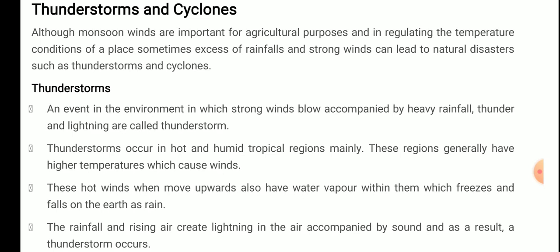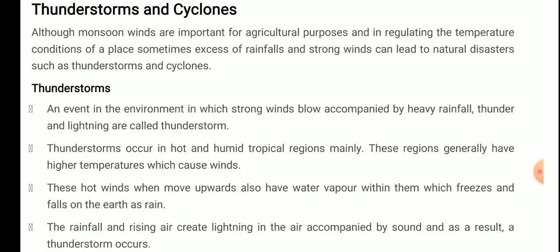In some places the rainfall is high, in some places the rainfall is low. So according to that, the crop that needs more water can be grown where the rainfall is high, and the crop which needs less water can be grown where the rainfall is less. So that's why these monsoon winds are very important for agriculture purposes, as they regulate the temperature and conditions of a place.